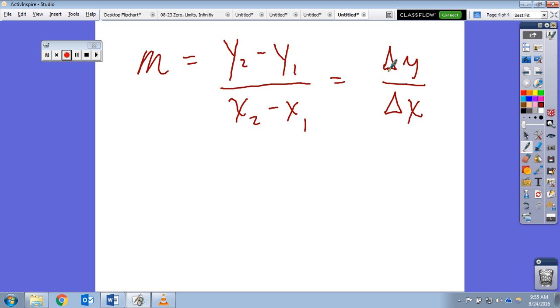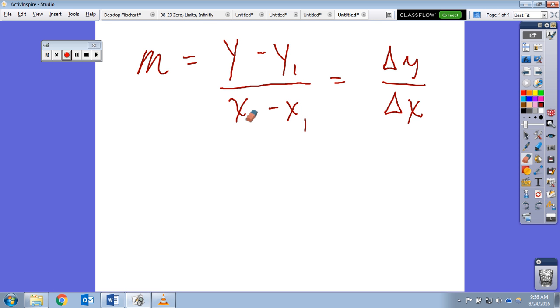You also might see it where they won't write this, they'll just have it like that. In general, the idea is the y coordinate of one point minus the y coordinate of the other point, over the x coordinate of the point that had this y coordinate minus the x coordinate of the other point. You'll see it different ways depending on the textbook and the test. Just be comfortable that it's difference in y's over difference in x's.